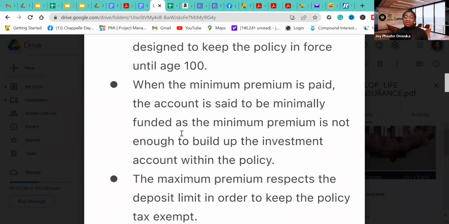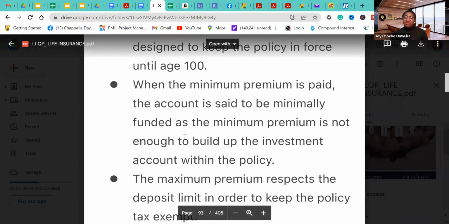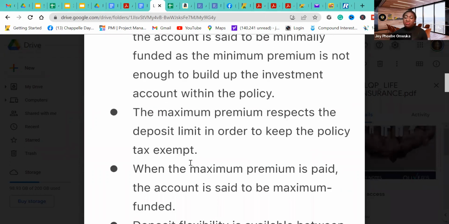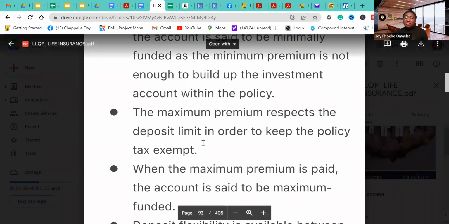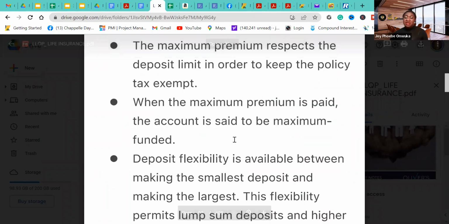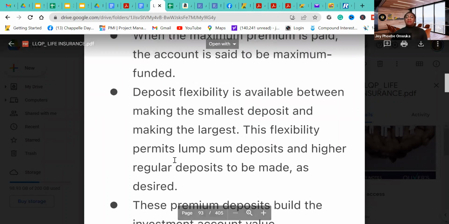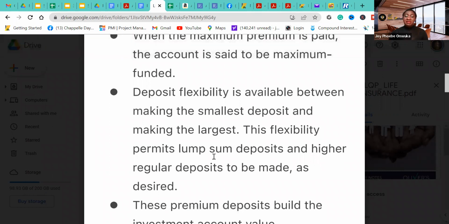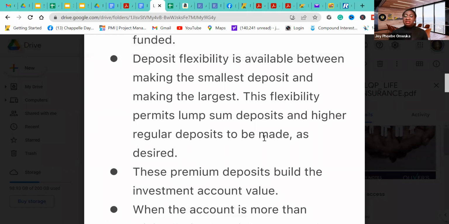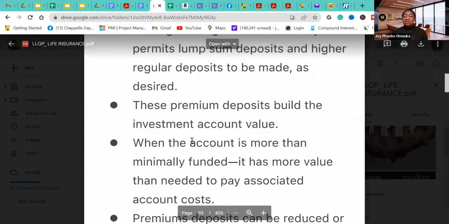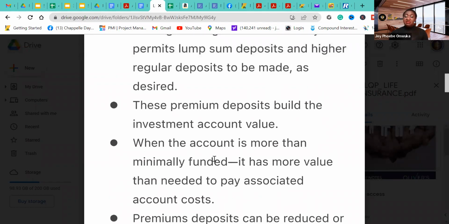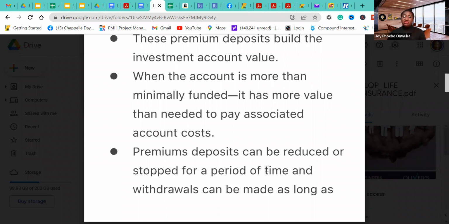When the minimum premium is paid, the account is said to be minimally funded. And as the minimum premium is not enough to build up the investment account within the policy, the minimum premium respects the deposit limits in order to keep the policy tax exempt. When the maximum premium is paid, the account is said to be maximum funded. Now, deposit flexibility is available between making the smallest deposit and making the largest. This flexibility permits lump sum deposits and higher regular deposits to be made as desired. This premium deposit will build the investment account value. And when the account is more than minimally funded, it has more value than needed to pay associated account costs.